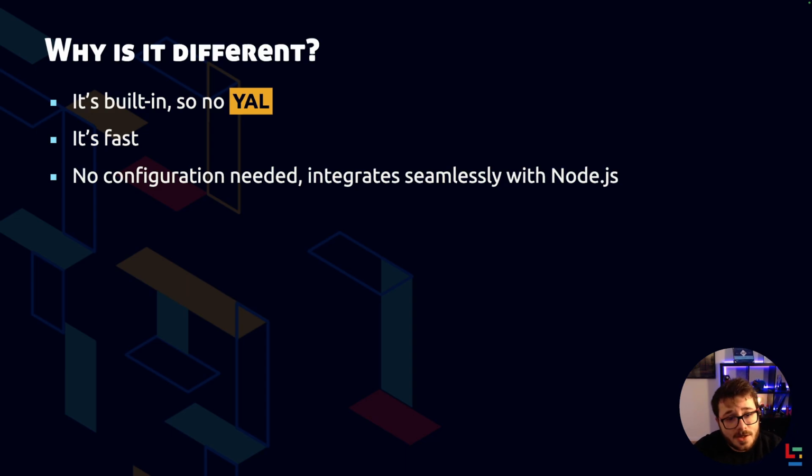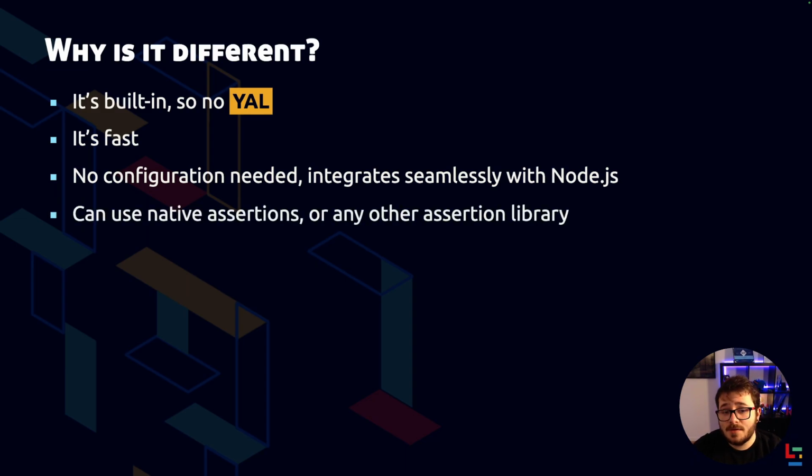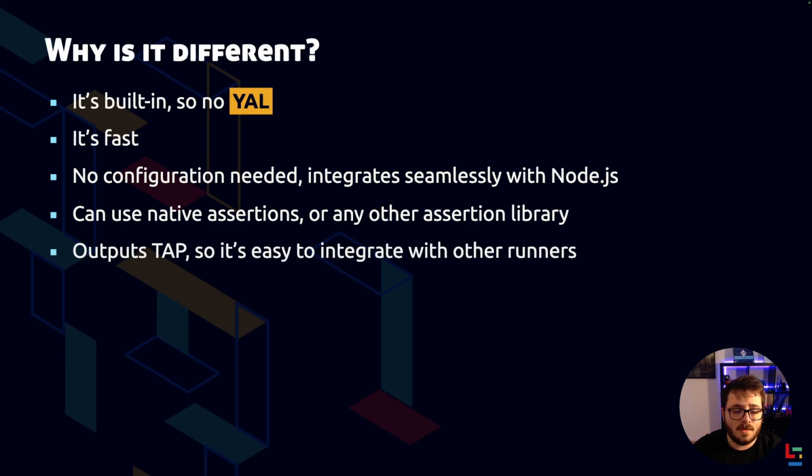There's no need for configuration. It basically integrates with Node. It's part of Node, so it's integrating seamlessly with Node every time. And you can use native assertions or any other assertion library. You don't need to import or install anything if you don't want to. Jest uses, I think, Chai or Expect, but with Node, you don't need to do it. You can use Node assert. In Jest, you can also use assert if you want.